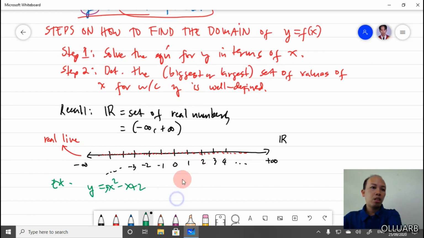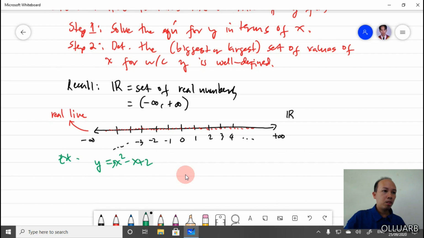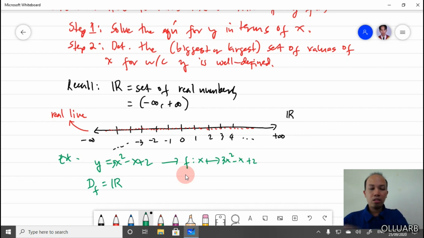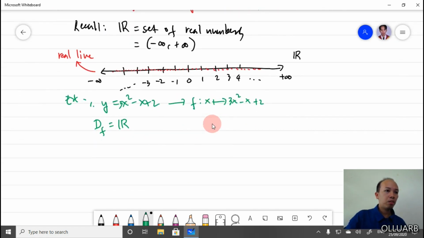The domain here, if we denote this as f, mapping from x to 3x squared minus x plus 2, then your domain here is the set of real numbers. So how about the range? But before that, let's try another example. How about this equation? y is equal to square root of x.